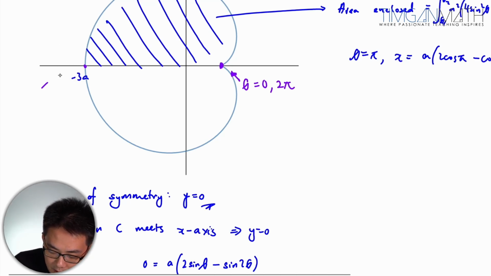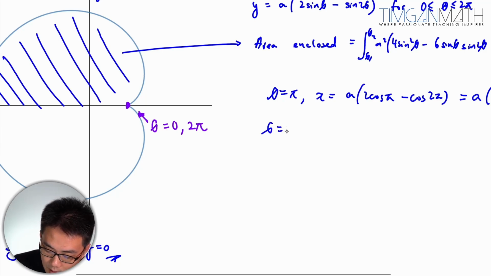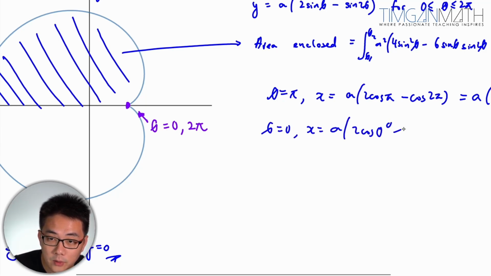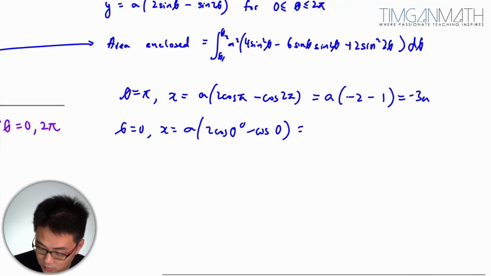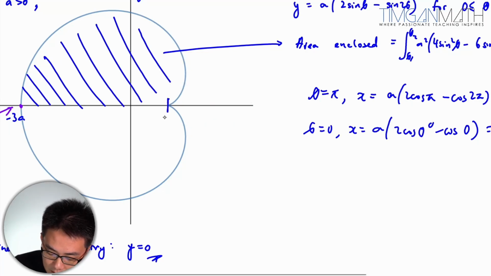Then this part here is actually theta. Just remember that that's a corresponding point. After which you have theta equals 0. So x is equal to a times 2 cosine 0 minus cosine 0. Cosine 0 is 1, so this will just render as a. Check your calculator here. This is a. It has 2 values here, but we will talk about that later. So this is 0 or 2 pi.